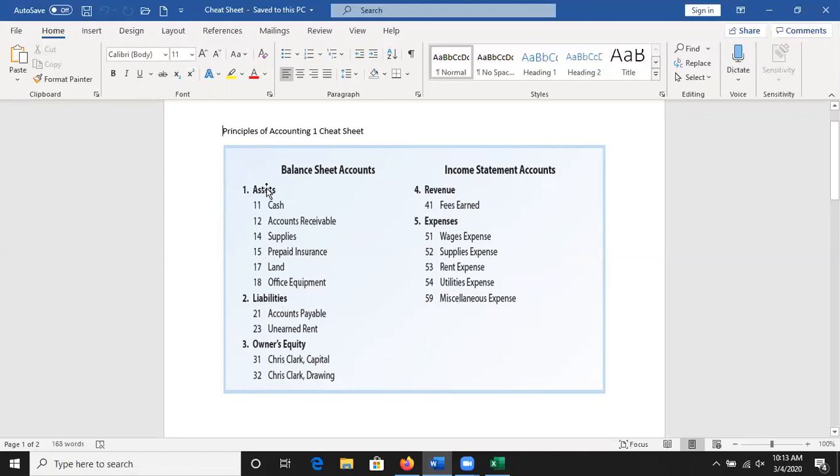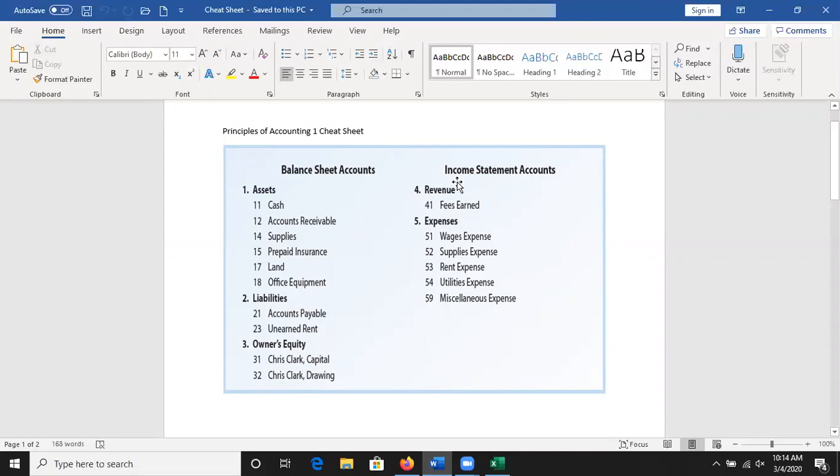Assets are any resource a company owns that they expect to use to make money in the future, to receive money in the future, or is actually cash today. Liabilities are any debts that the company owes. So whenever the company owes someone else money or they owe them some kind of service or product, that's a debt. It's an obligation. Owner's equity is the difference. So when you have all your resources minus all your obligations, you're left with your owner's equity.